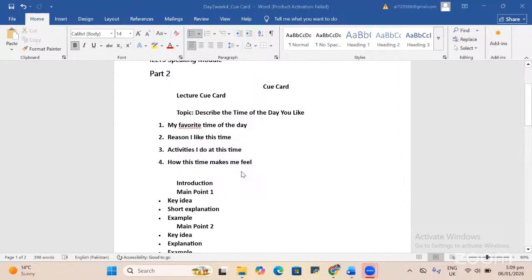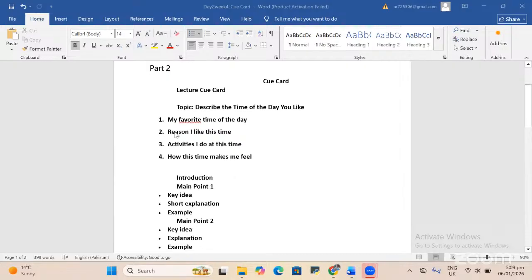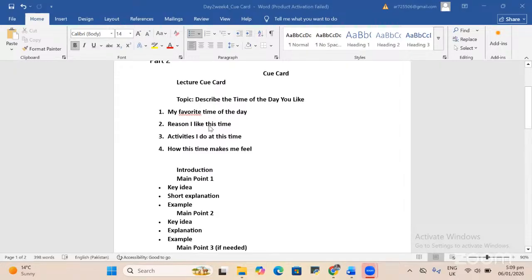When you discuss each point, first you should give the key idea of point one, point two or point three, and then explain that point. After that, you should also give an example relevant to your point. This is the best way to discuss each point. If you have an idea how to discuss each point, you can easily develop your ideas and describe them one by one rather than deviate to another side. If you have a proper idea, then you can discuss.